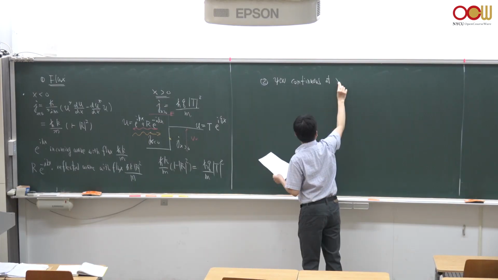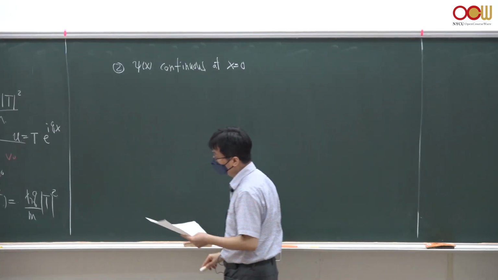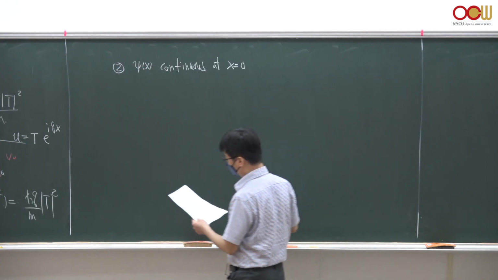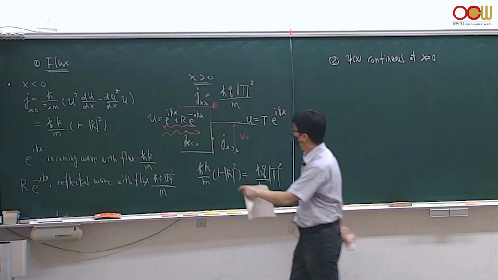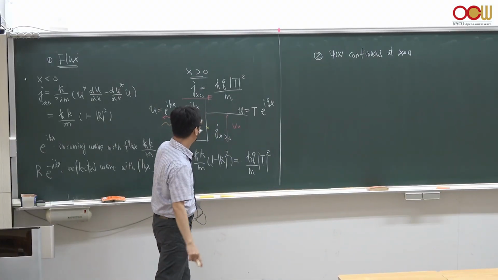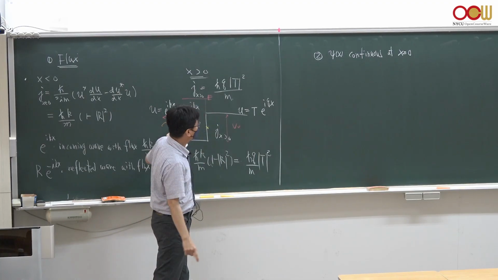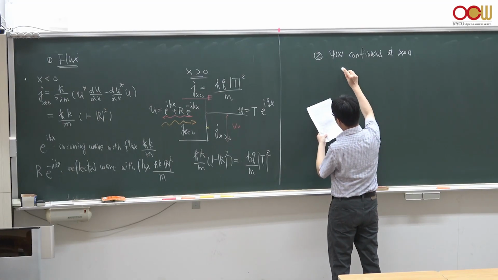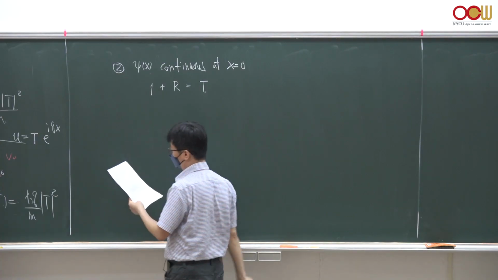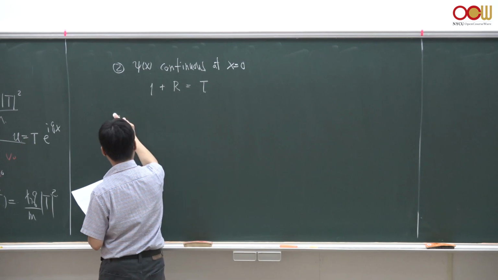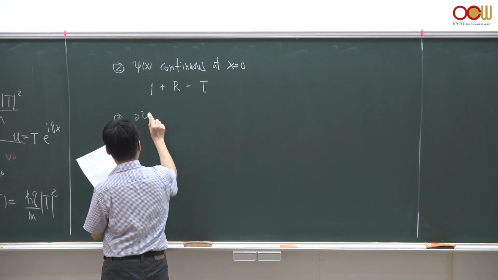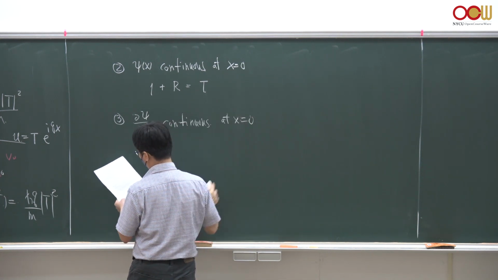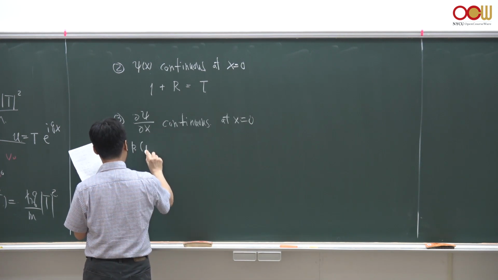Second, from the boundary condition that psi of x is continuous right at the boundary, you can immediately see that just plugging x equals 0 into both sides of the solutions, you get agreement at the boundary, which means that 1 plus R must be equal to T. And number 3, the first derivative of psi with respect to x must be continuous at the boundary. So you will immediately see this condition.